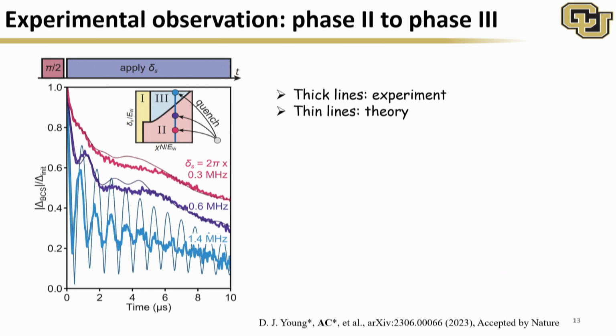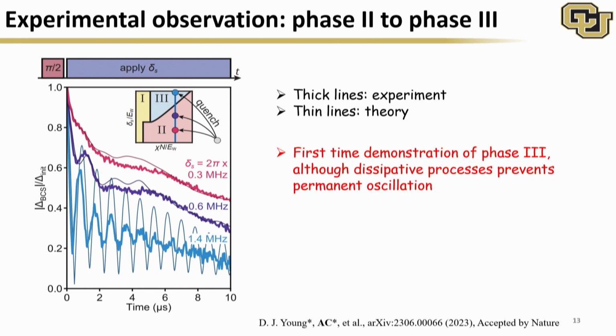Now I would like to go to the experimental observation for the phase 2 to phase 3 transition. In this case, instead of varying the interaction strength, what we are now varying is the energy splitting between the two ensembles, delta S. For small delta S, we are in phase 2, where we will see the damping of oscillation. You can see in the top two curves that the oscillation damps quickly. While when we go into phase 3, in the experiment we can see the oscillation damps much slower. So this marks the first demonstration of phase 3 in experiment.